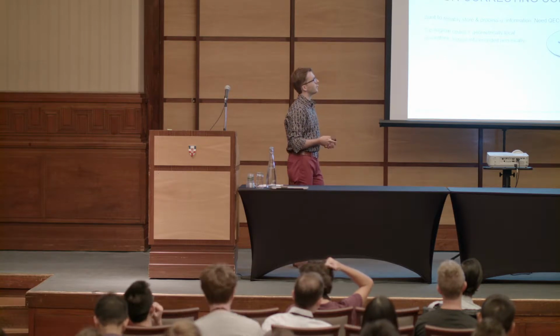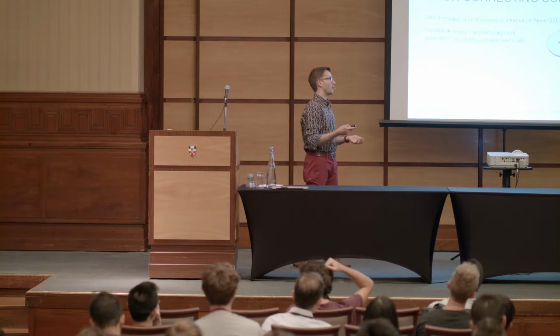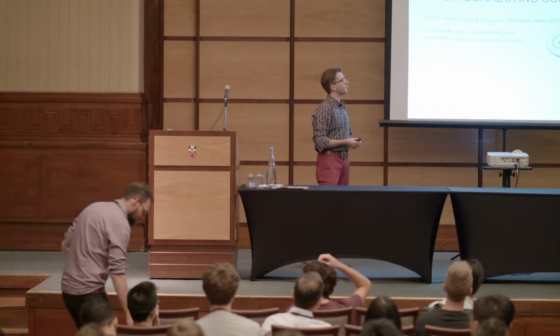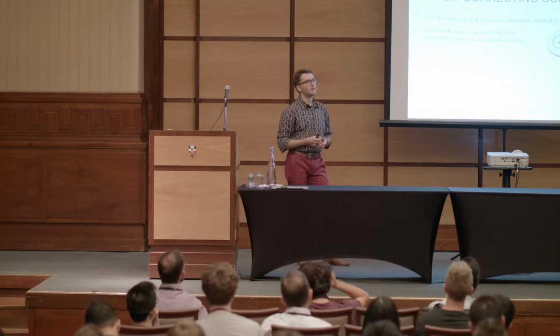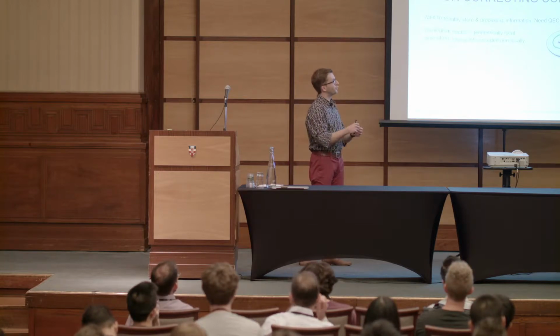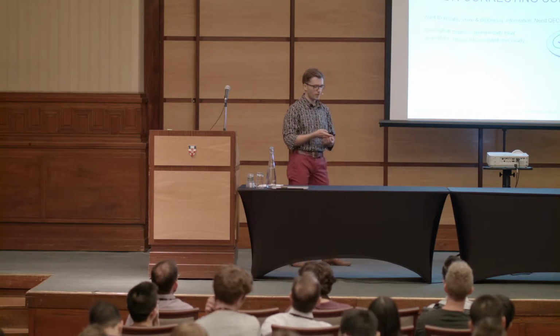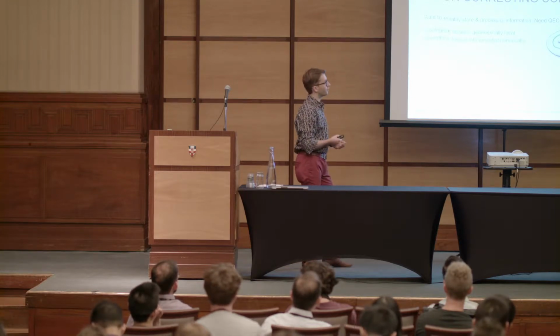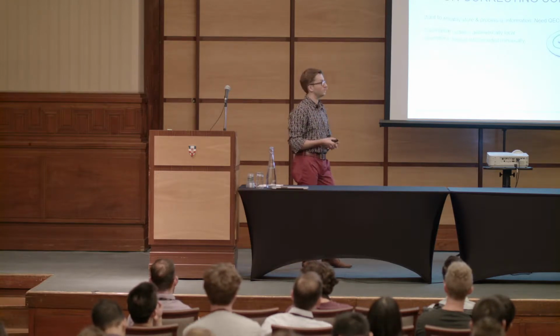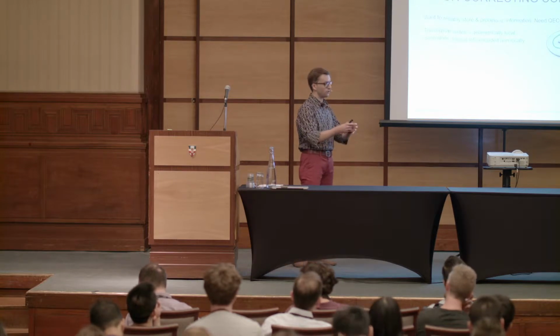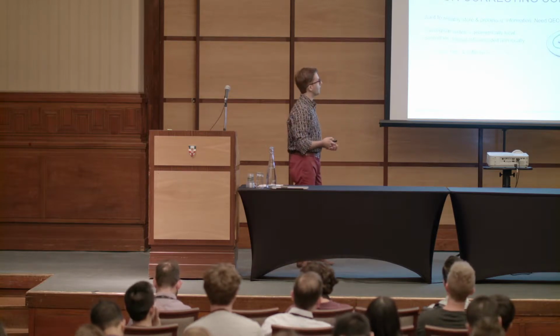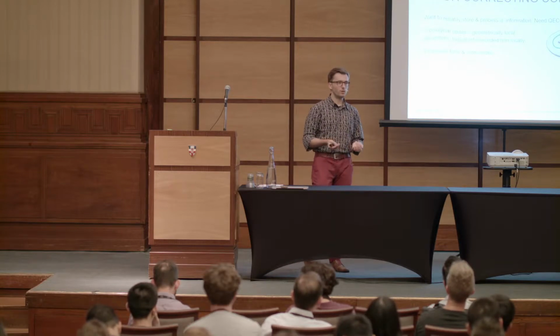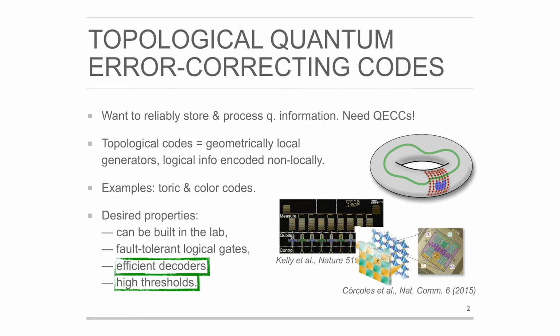However, the logical information is encoded non-locally in the system. So in particular, if you were to apply a logical Pauli operator, for instance, it necessarily has support which forms, say, a non-contractible loop. So those codes perform particularly well if your noise is local, because your logical information is encoded non-locally. And two examples of topological codes, which we will see in this talk, and which you probably know well, include the toric code and the color code.